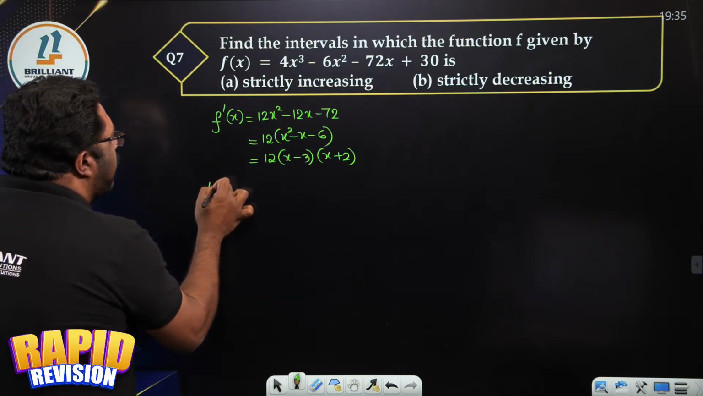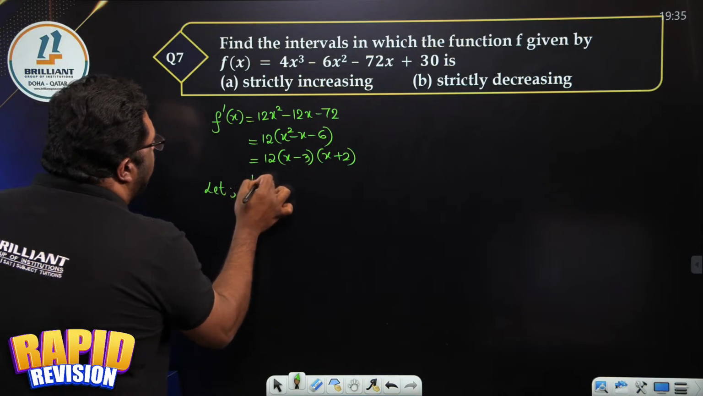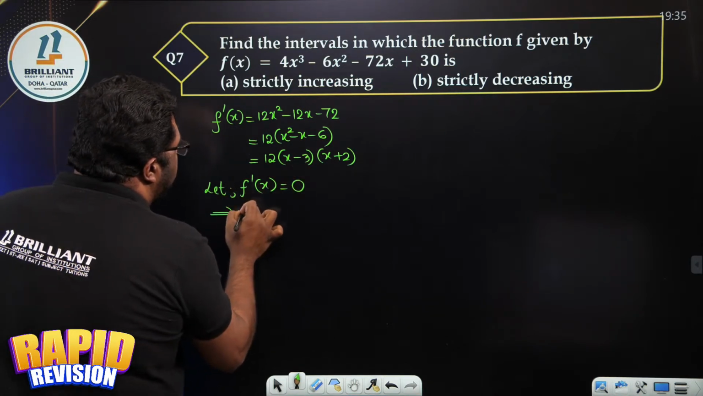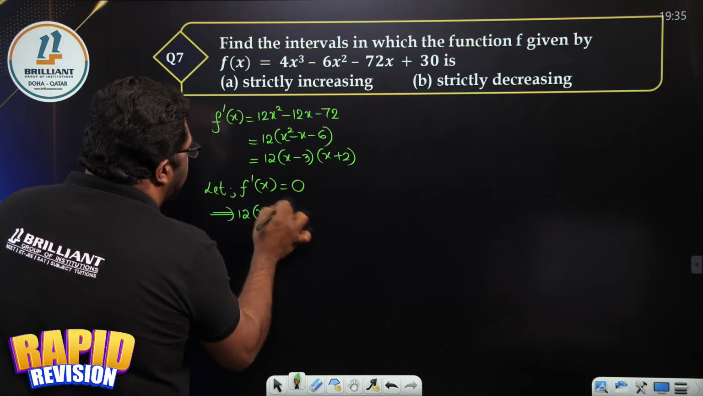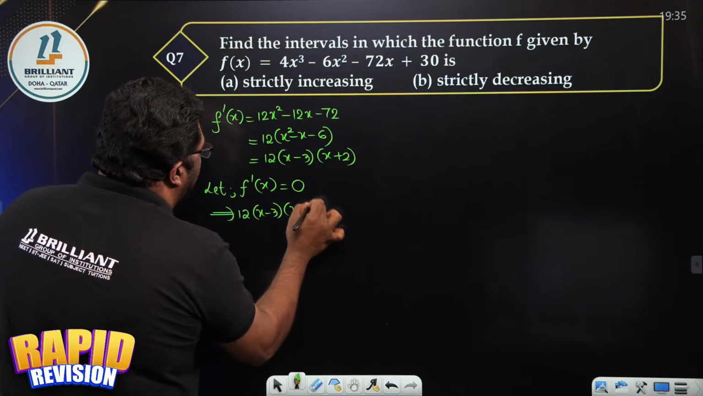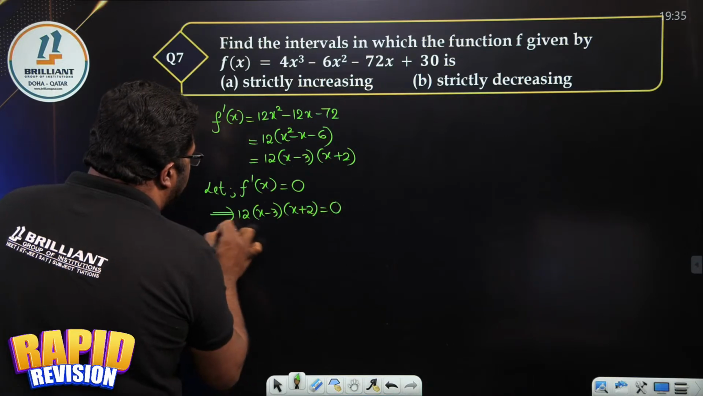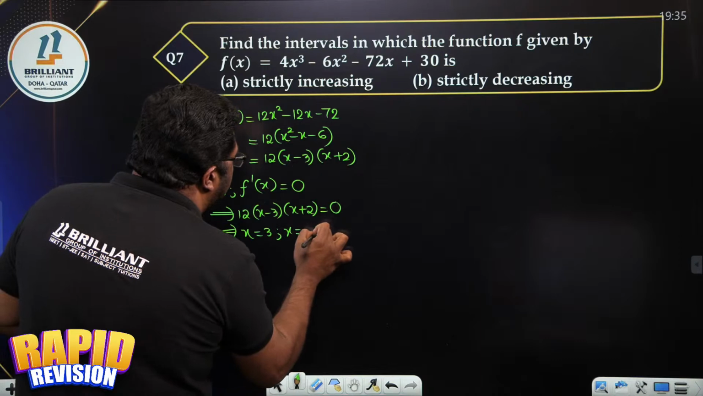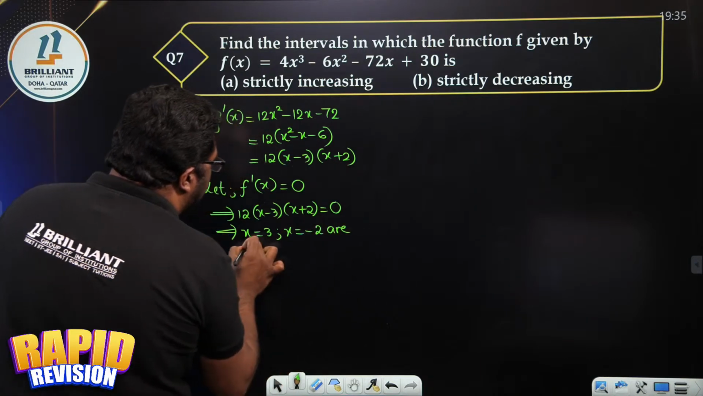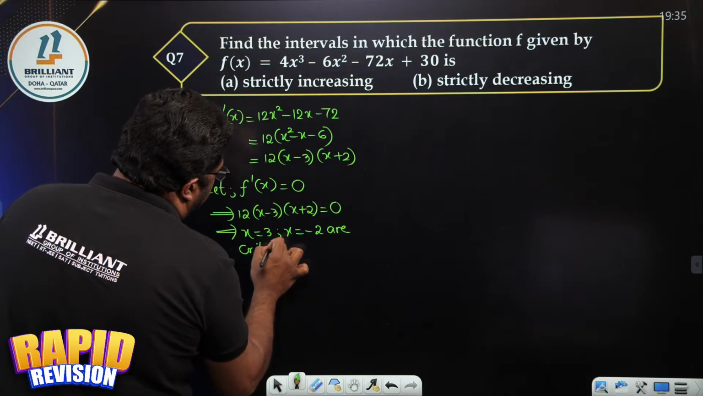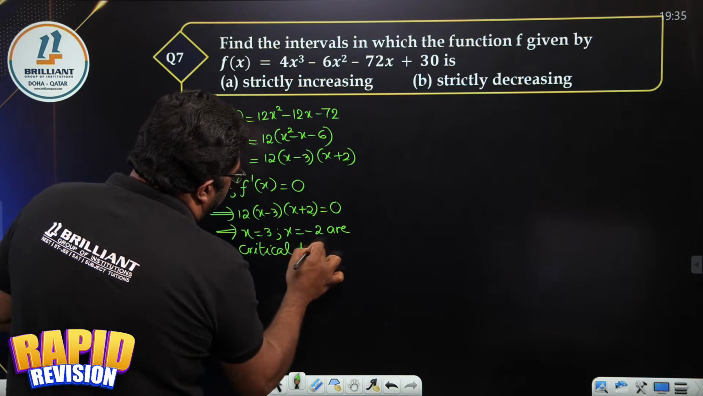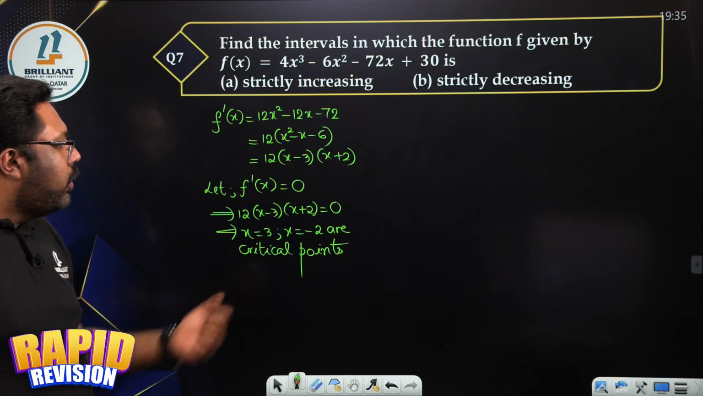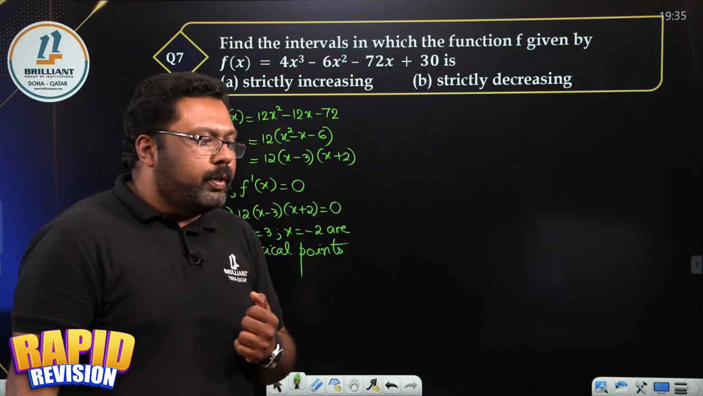Now I'm trying to find the critical points. Let f dash of x equal to 0. That means 12 into x minus 3 into x plus 2 equal to 0. From this clearly x equal to 3 and x equal to minus 2 are critical points. Yes? x equal to 3 and x equal to minus 2 are your critical points.